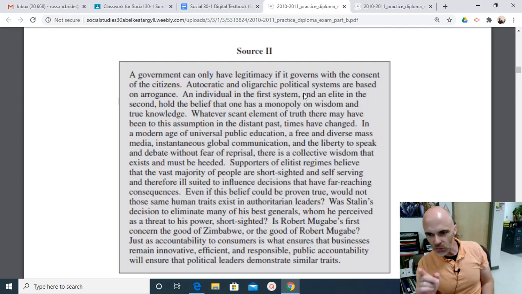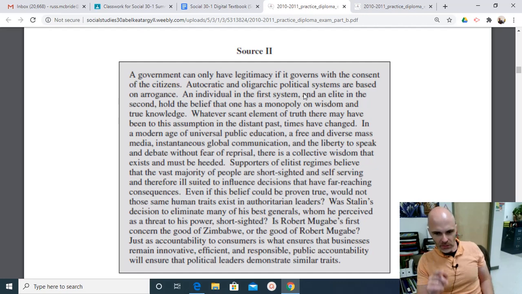Supporters of elitist regimes believe that the vast majority of people are short-sighted and self-serving and therefore ill-suited to influence decisions that have far-reaching consequences. Even if this belief could be proven true, do not those same human traits exist in authoritarian leaders? Was Stalin's decision to eliminate many of his best generals, who he perceived to be a threat to his power, short-sighted? Is Robert Mugabe's first concern the good of Zimbabwe or the good of Robert Mugabe?